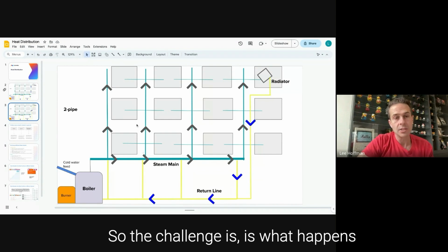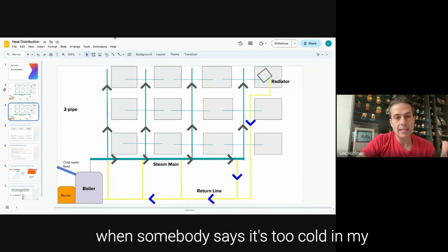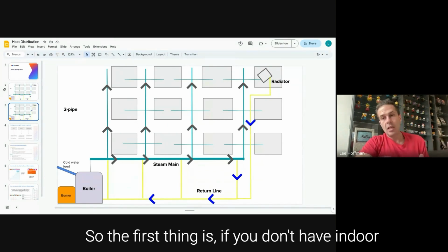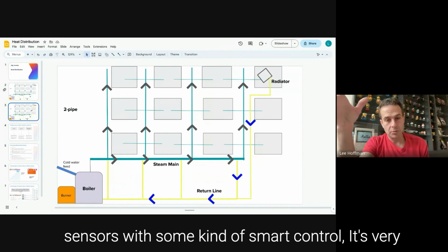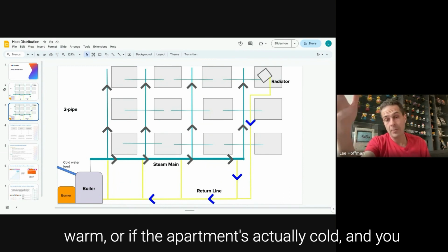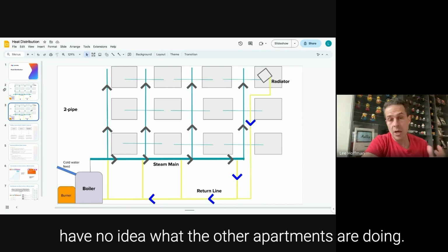So the challenge is what happens when somebody says it's too cold in my apartment and you actually know it's too cold. The first thing is, if you don't have indoor sensors with some kind of smart control, it's very hard to do anything, because you don't know if the person's actually just cold when it's actually warm, or if the apartment's actually cold, and you have no idea what the other apartments are doing.